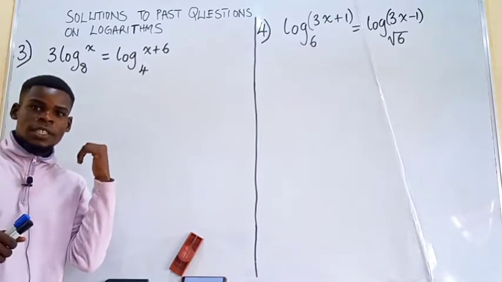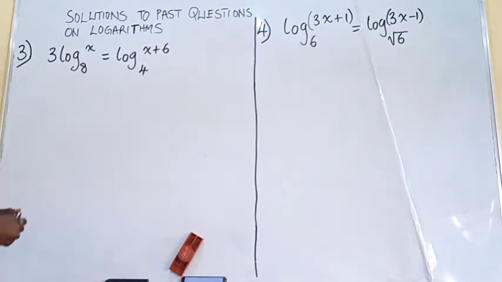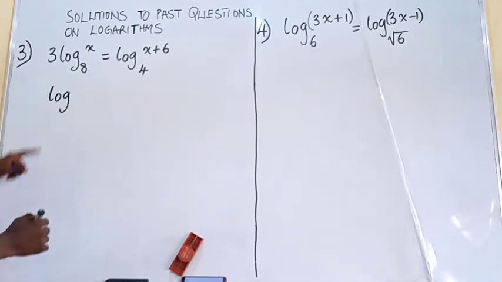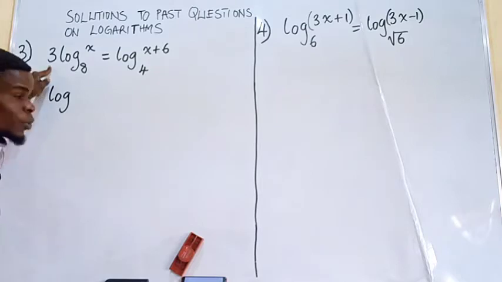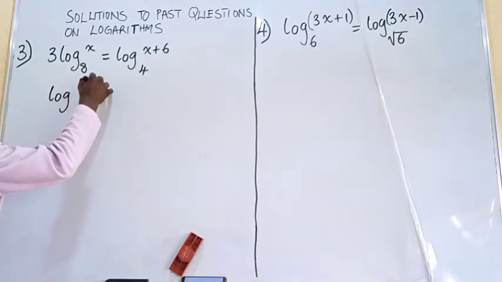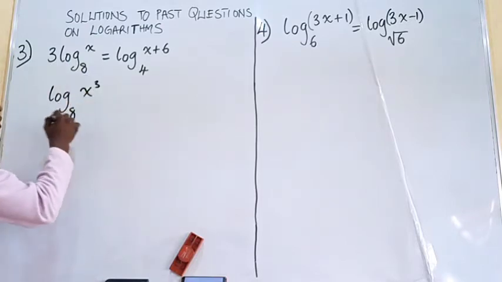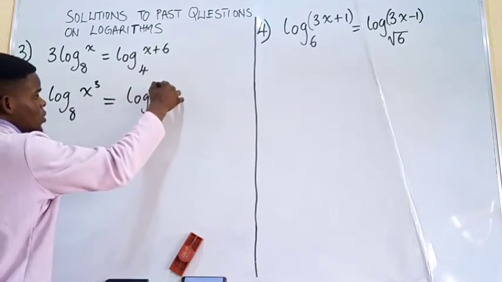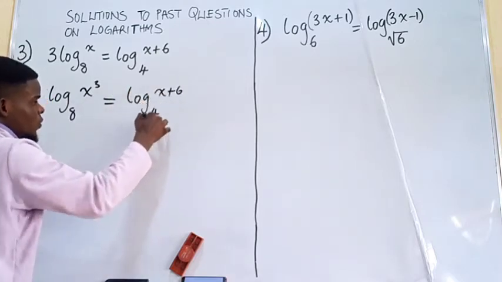Now here, to change the base, I would like to rewrite this. First of all, I'll look at the left hand side. Since we have 3 as a constant multiple, that is 3 times the logarithm, we can take the 3 to the power, alright? That will be x raised to the power of 3, and we put down 8 as the base. The right hand side, I will still keep the way it was. That is going to be x plus 6 to base 4.